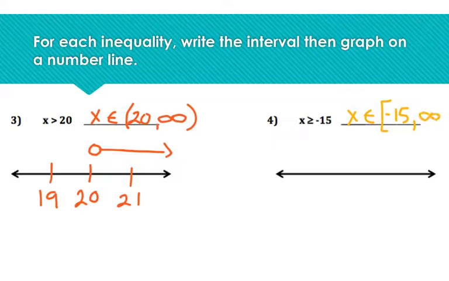forever to infinity, parenthesis. So our graph will have -15, to the right is -14, to the left is -16, and we're going to have a closed circle, because we're including -15, and going to positive infinity, so our arrow goes right to infinity.